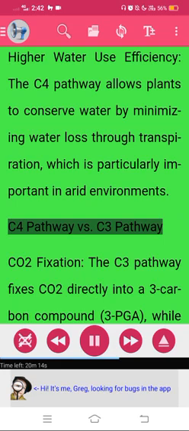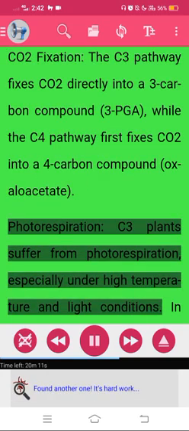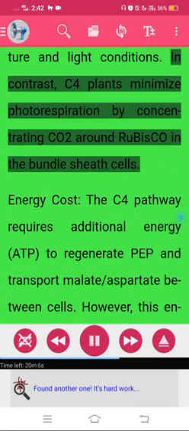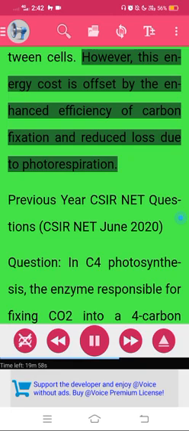C4 pathway versus C3 pathway. CO2 fixation. The C3 pathway fixes CO2 directly into a 3-carbon compound, 3-PGA, while the C4 pathway first fixes CO2 into a 4-carbon compound, oxaloacetate. Photorespiration. C3 plants suffer from photorespiration, especially under high temperature and light conditions. In contrast, C4 plants minimize photorespiration by concentrating CO2 around Rubisco in the bundle sheath cells. Energy cost. The C4 pathway requires additional energy, ATP, to regenerate PEP and transport malate and aspartate between cells. However, this energy cost is offset by the enhanced efficiency of carbon fixation and reduced loss due to photorespiration.